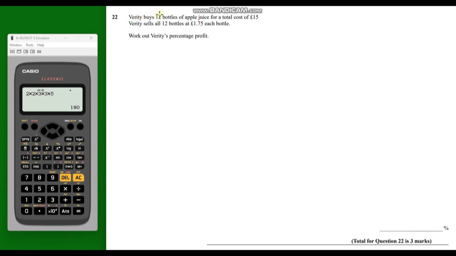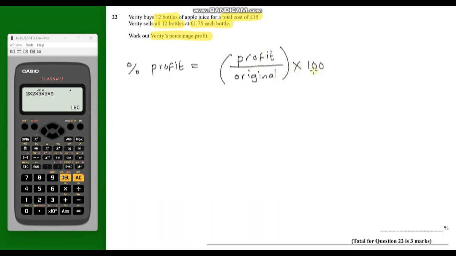Question 22. Verity buys 12 bottles of apple juice for a total cost of £15, and then she sells all 12 bottles at £1.75 for each bottle. Work out Verity's percentage profit. So to work out a percentage profit, let's write this down. Percentage profit. Well, we take the profit that she makes. That's just the difference between what she buys them for and what she sells them for. And we divide that by the original amount that she pays. So the original amount. And then because we're writing it as a percentage, this is only as a fraction, we would need to multiply this by 100.